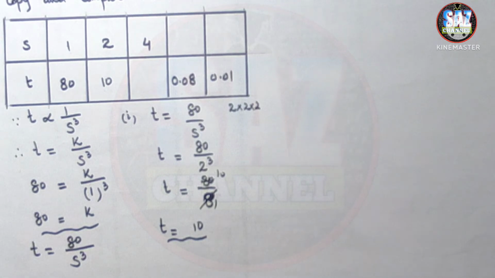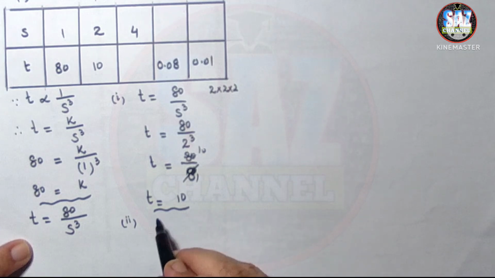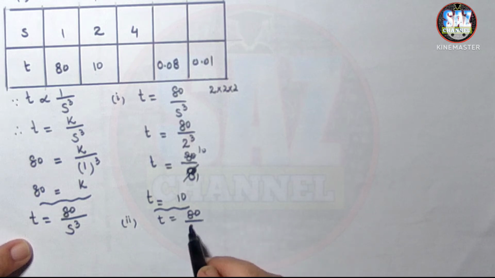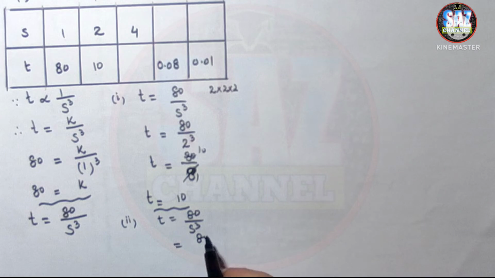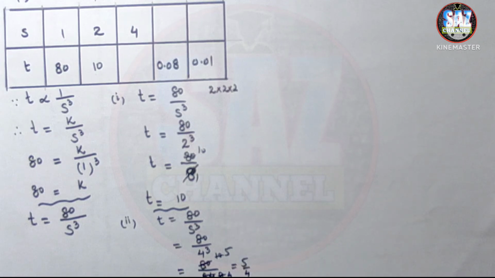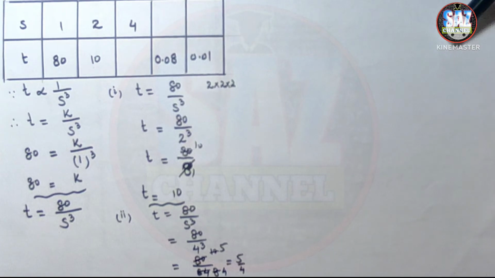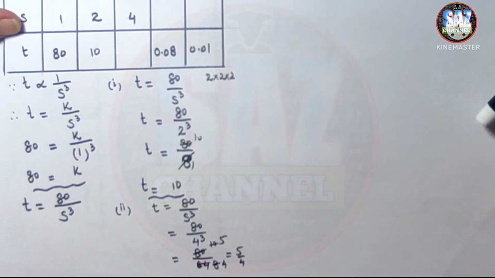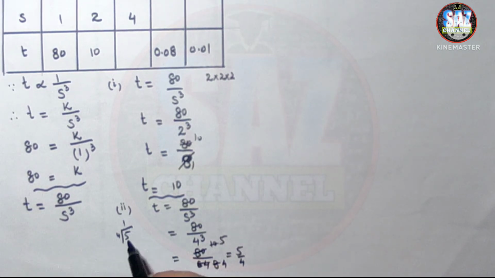So moving to the second part, that is t equals 80 upon s cube, and here your value of s is 4. T equals 80 upon s cube, 80 upon 4 cube. 4 cube is 64. 80 upon 64. Now table of 8. 8 tens are 80, 8 eights are 64, so 5 by 4. And now for 5 by 4, I hope you can easily divide 5 by 4 and get the answer 1.25. 5 by 4, keep 5 inside and 4 outside. 4 ones are 4, 4 twos are 8, and 4 fives are 20. Okay, this is 1.25.